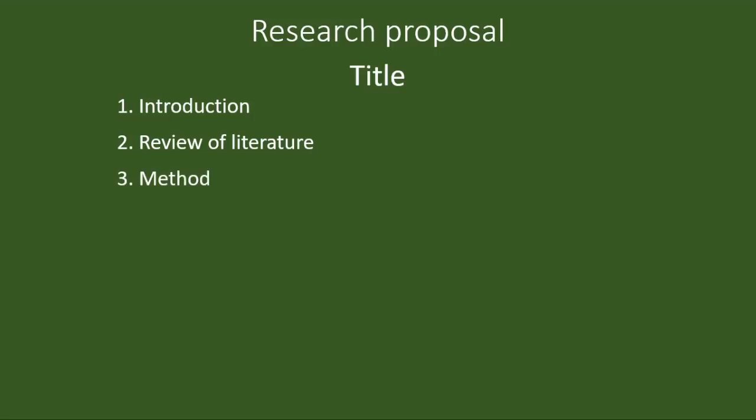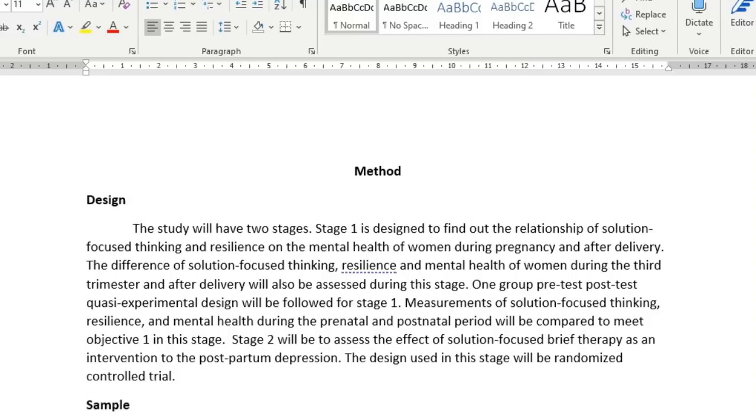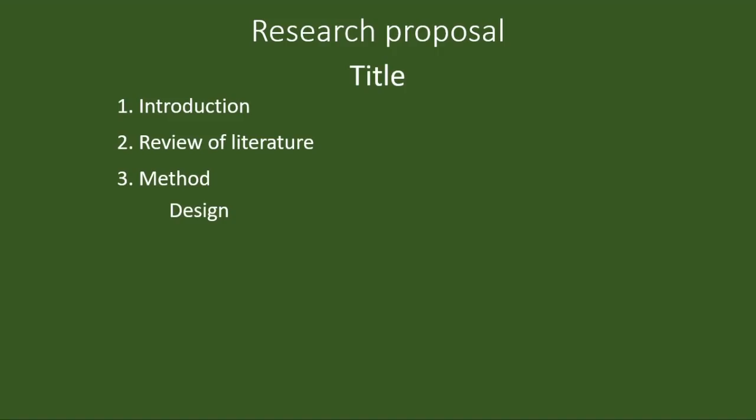We can start the method by explaining the design. So, the first side heading in my method section is the design. In the present study, I plan to follow the design randomized controlled trials. So, I have to write about the design here. To know more about randomized controlled trials, please watch the video lecture on experimental designs by DNR.